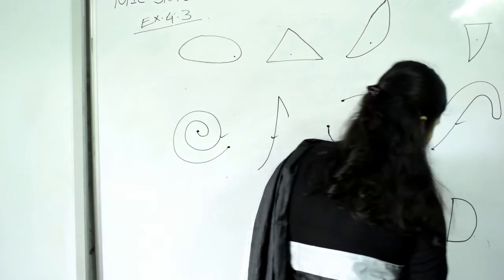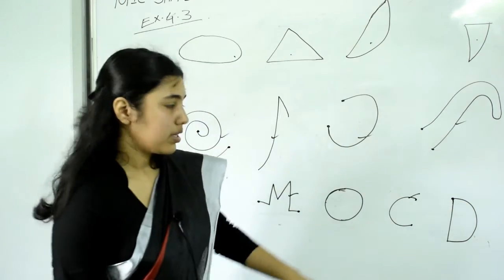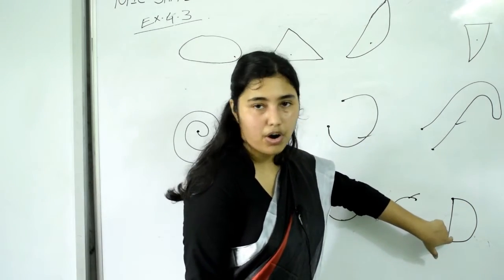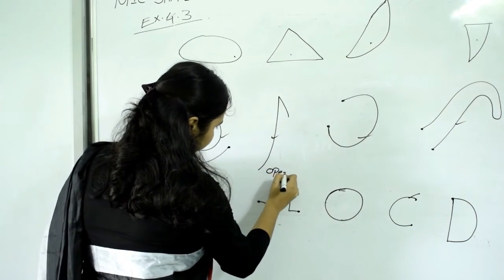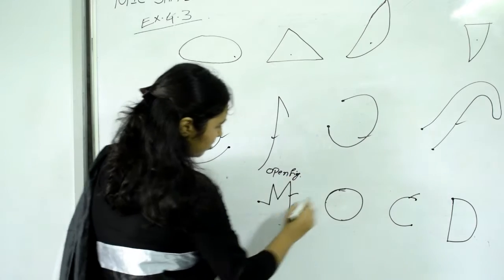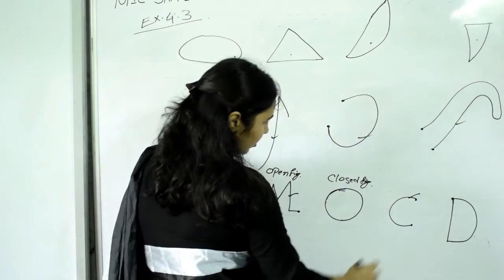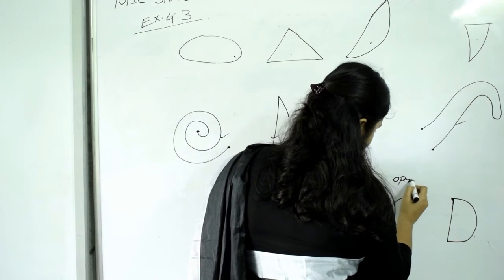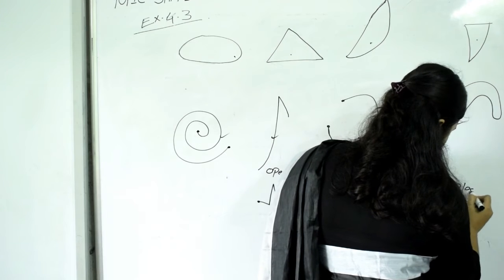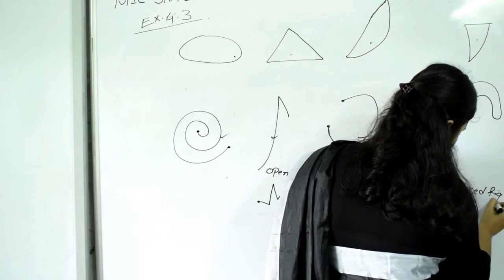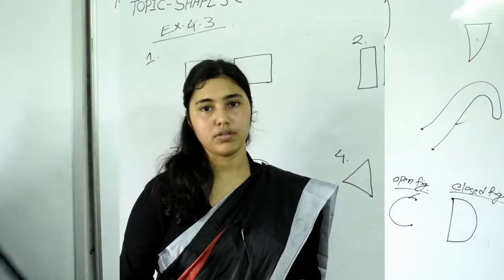Next, consider D. Suppose this is the starting point, then D is an example of a closed figure. So this is an open figure, but this is closed. Again, this is an open figure, and here D is a closed figure. Okay, is this clear?